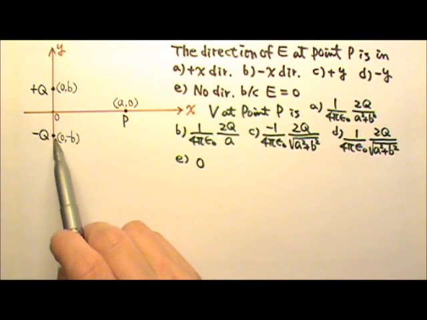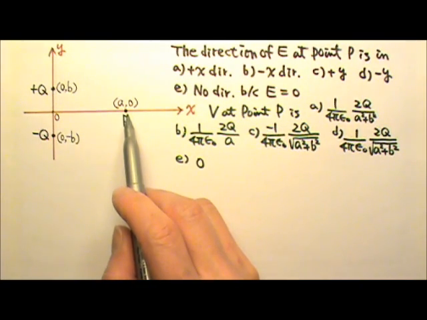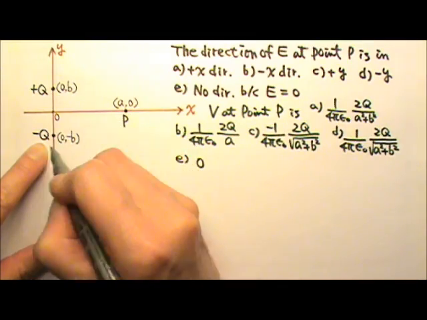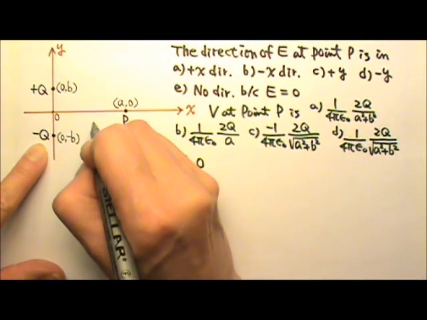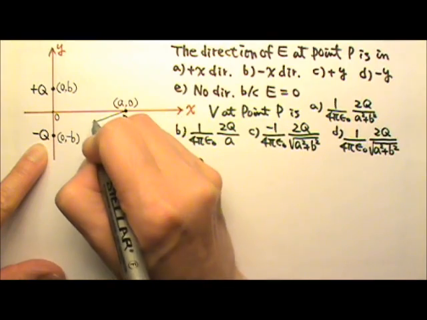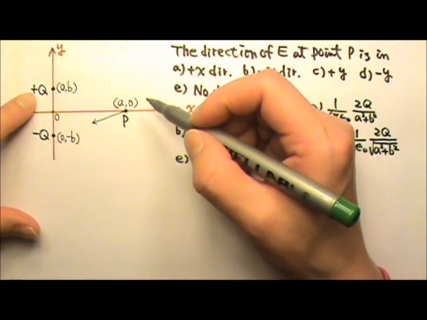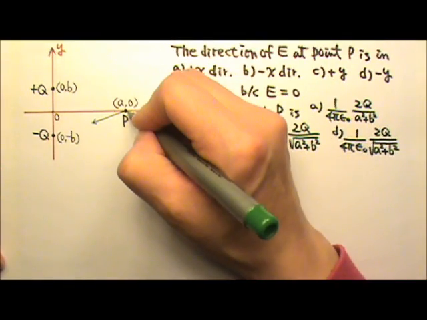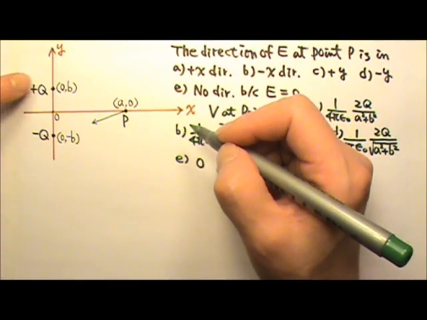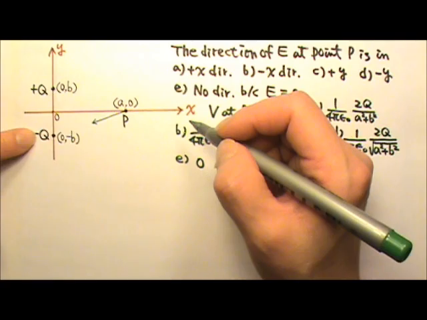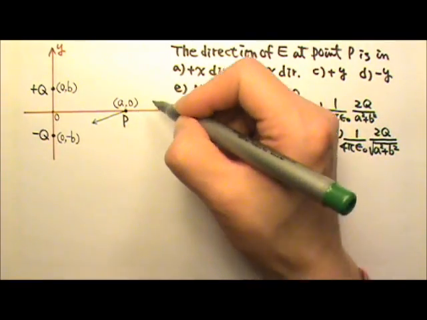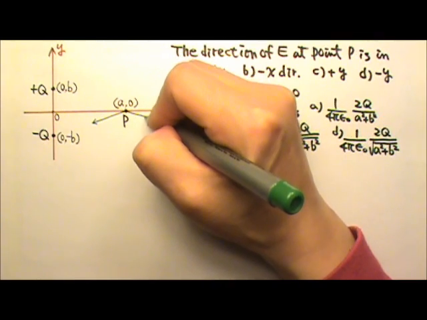There are 2 point charges producing electric field at point P. The field produced by the negative Q goes into the negative charge, so it goes that way. The field produced by the positive charge goes out of the positive charge, and this one has the same magnitude because the two charges are the same amount, equal distance away from point P. So the field would be the same amount.